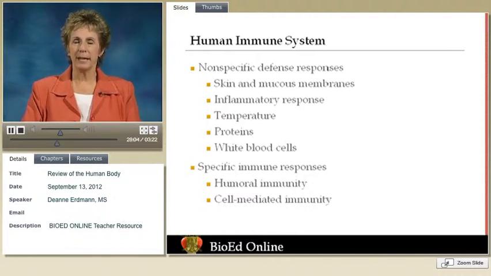We take it for granted until, remember that one time you get that cut, and all of a sudden, what are you worried about? You're worried about some kind of infection. So that's one of our best and first lines of defense.